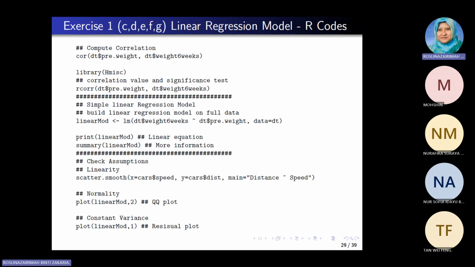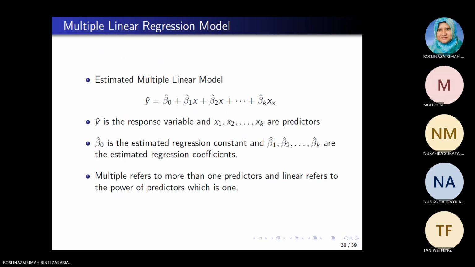Okay, so now we move to the multiple linear regression model. The estimated model can of course be extended from simple to multiple. In simple regression we only have one X and one Y, but in multiple we have many X. So I should have X1, X2, and so on there. I'll make the correction later.